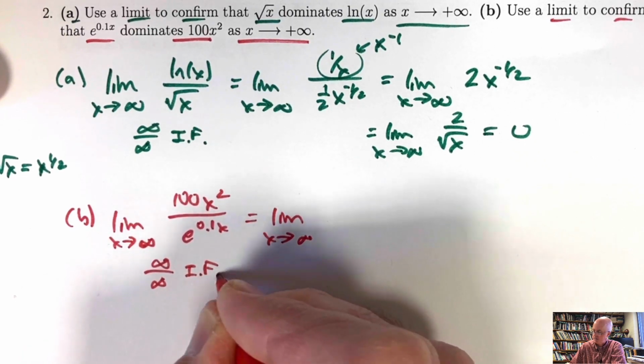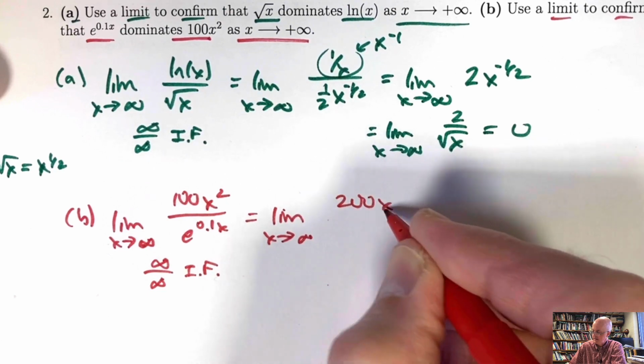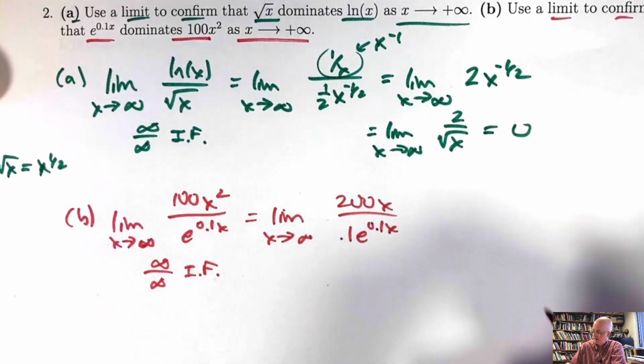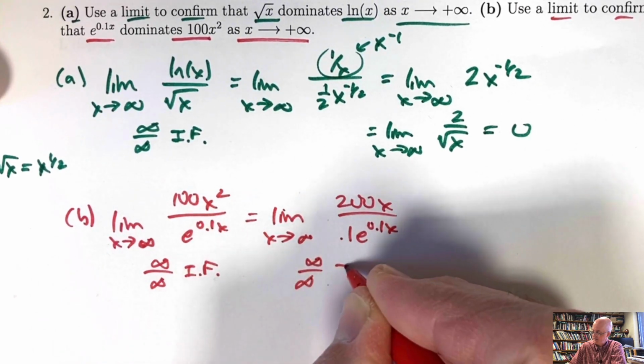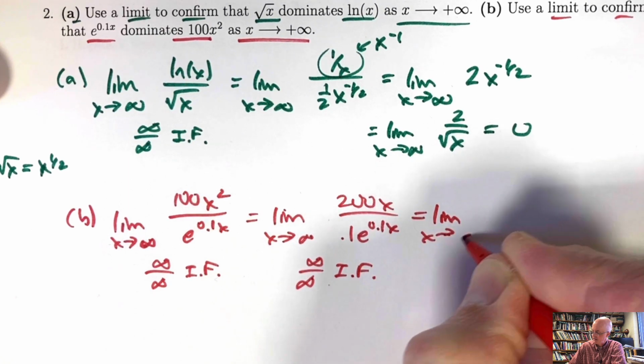We can apply L'Hopital's rule. Take the derivative of the top and get 200x. Take the derivative of the bottom and get 0.1 e to the 0.1x. Still infinity over infinity. So we take another limit. We apply L'Hopital's rule again.